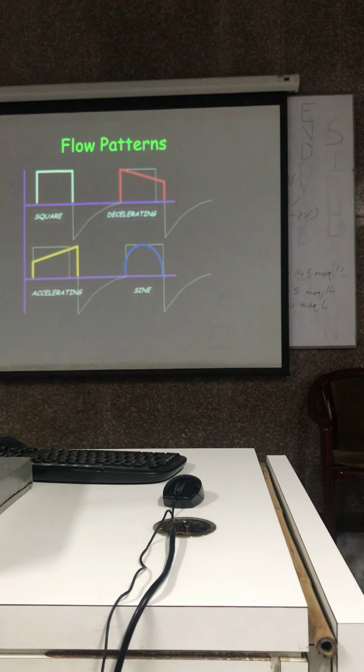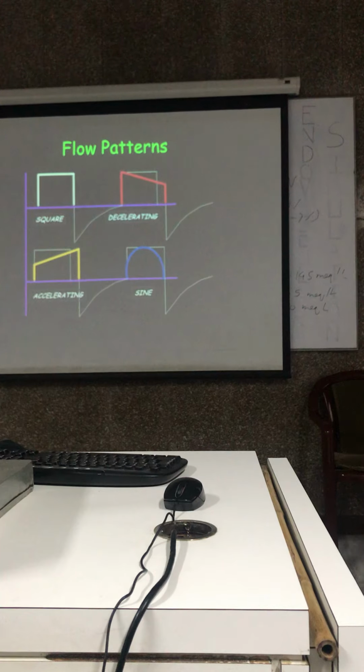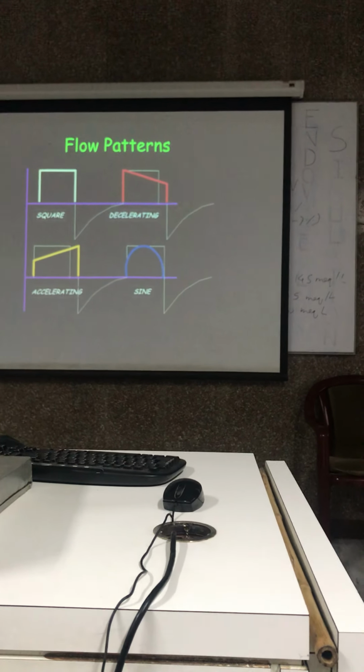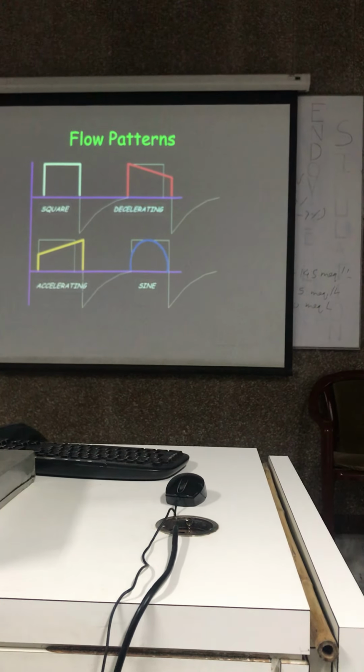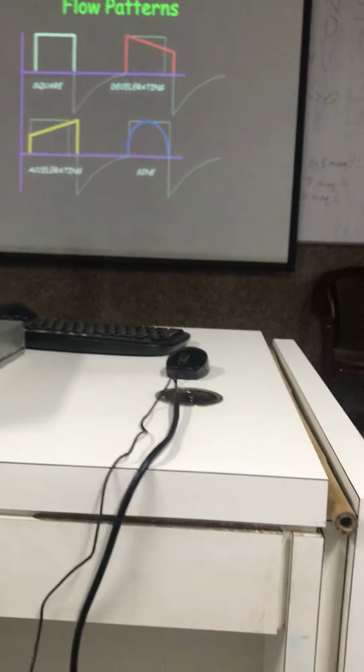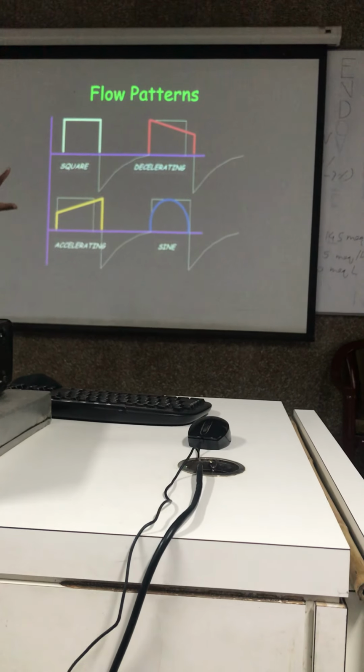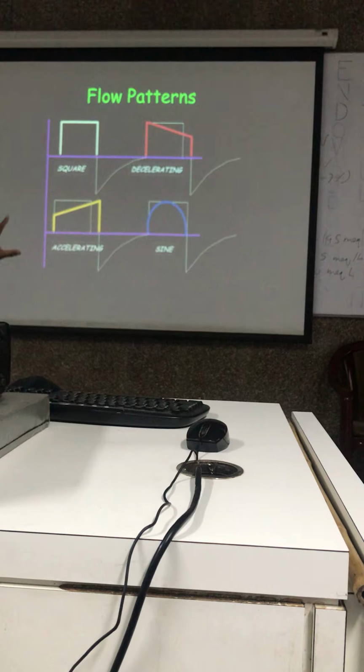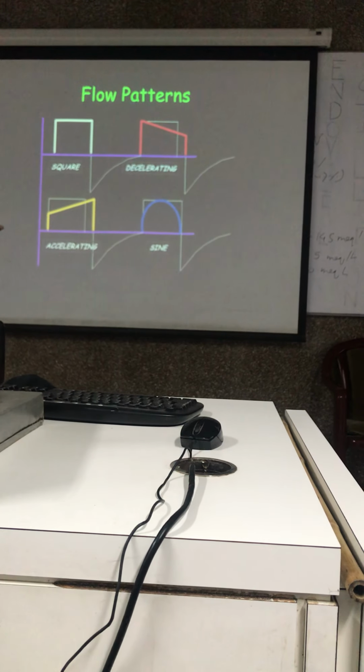Is there any doubt here? If you have any doubts now, you can stop me at any time and ask any question at this point. Okay. So these are the 4 different types of flow patterns that you can see. All right.